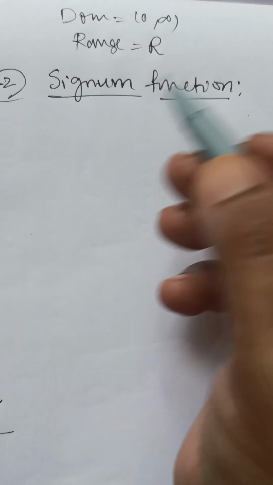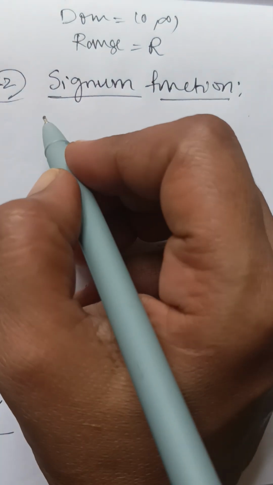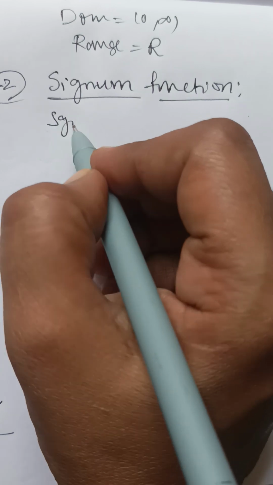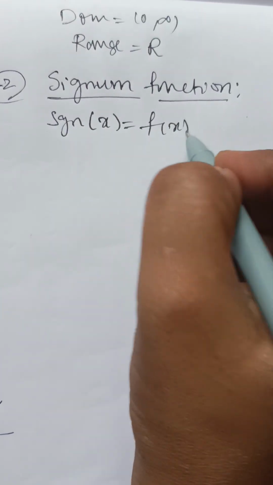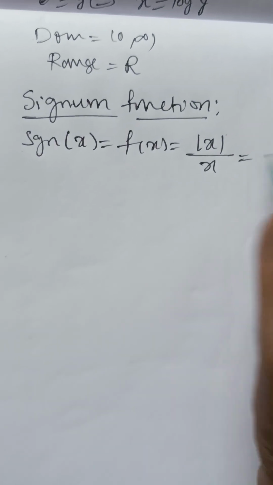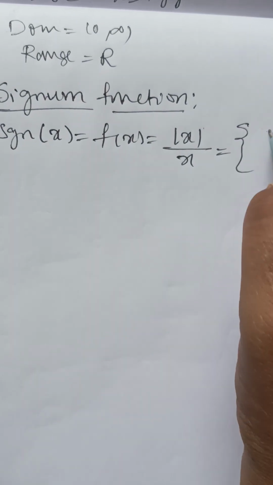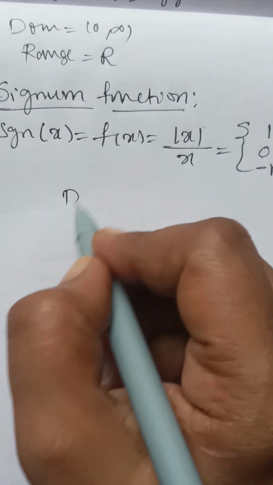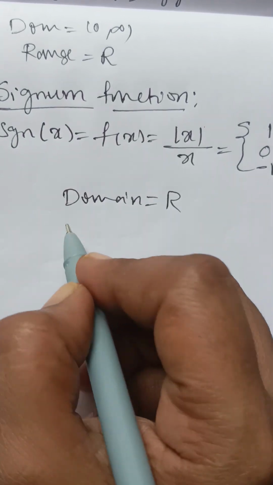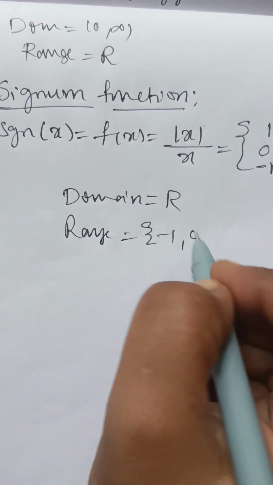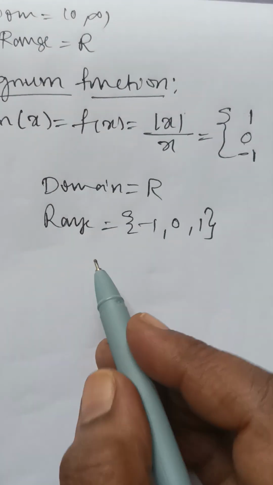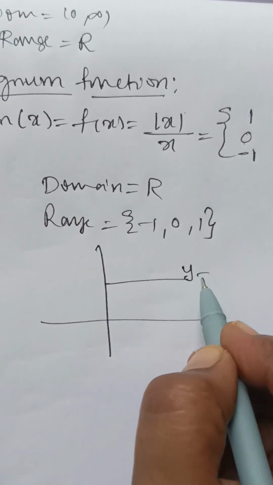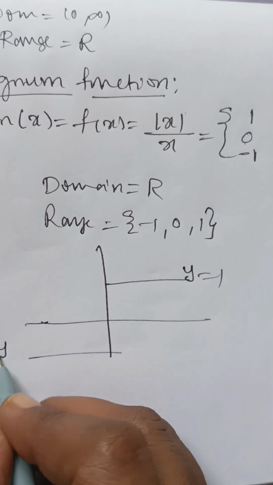Next one is the signum function. A function f from R to R defined by signum of x equal to f of x, which is equal to mod x by x. It can be defined as: if x is greater than 0, the answer is 1. For x equal to 0, the signum function is 0. For x less than 0, it is minus 1. So its domain is R and its range is minus 1, 0 and 1. And its graph will be like this, for y equal to 1, and this is for y equal to minus 1.